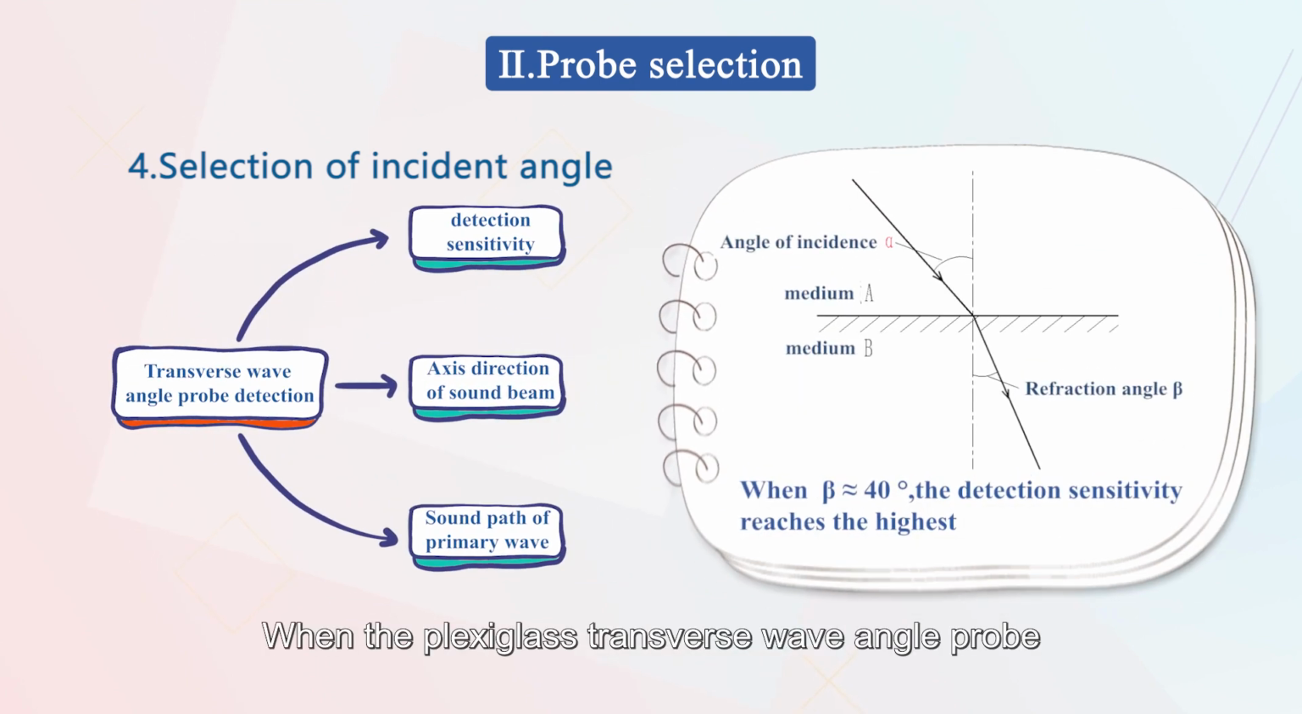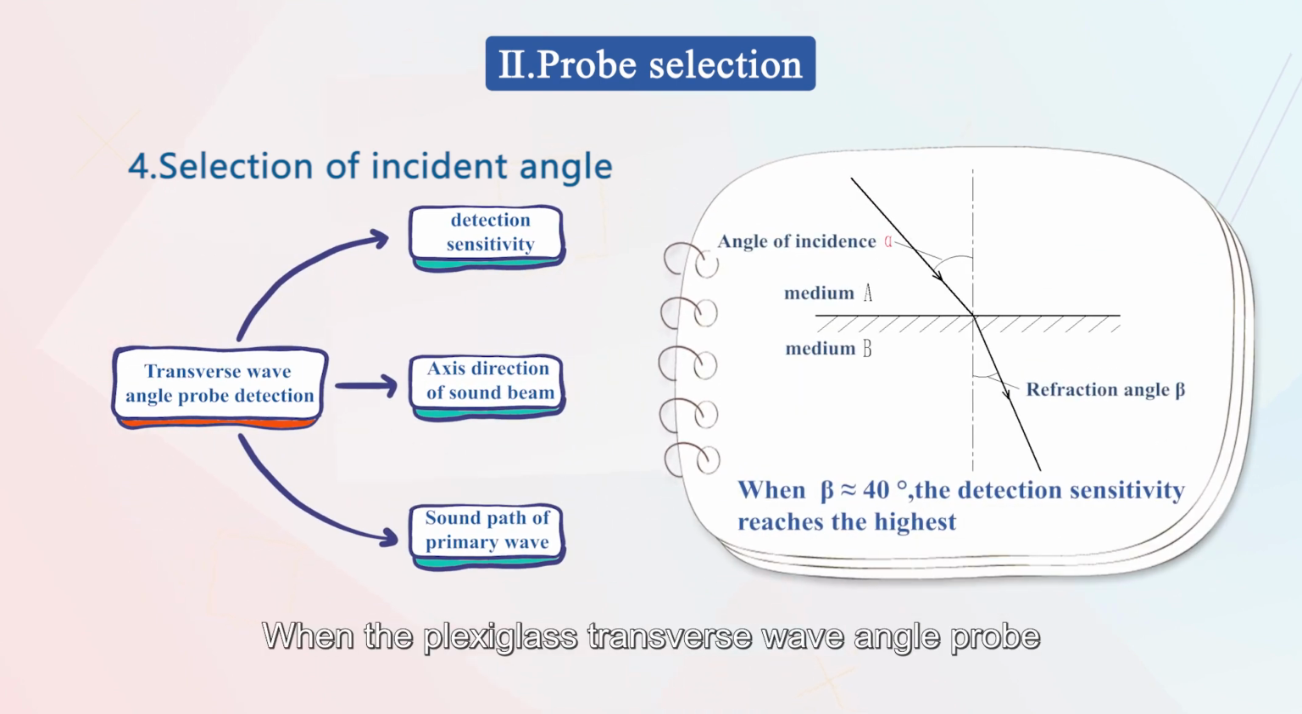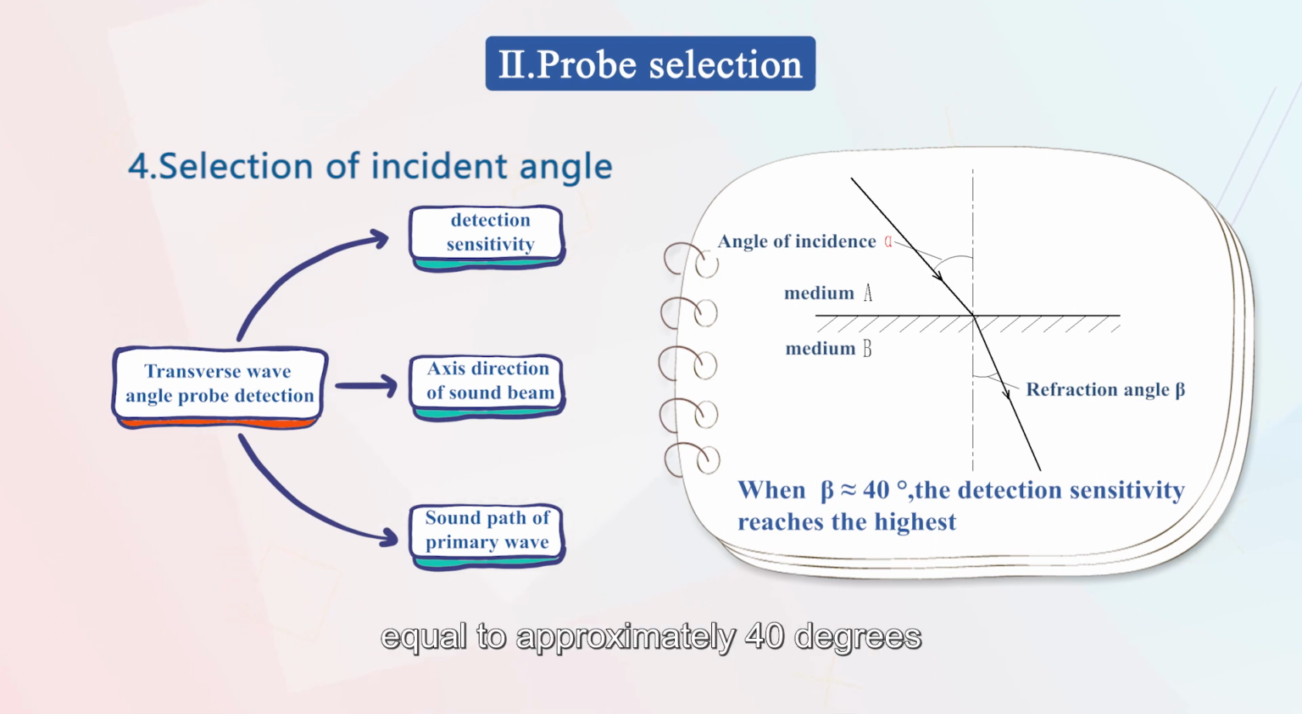When a plexiglass transverse wave angle probe is used to detect steel workpieces, when the refraction angle is about 40 degrees, the sound pressure round-trip transmittance reaches the highest. That is, the detection sensitivity reaches the highest. It can be seen that the larger the value of K, that is, the larger the angle, the greater the sound path of the primary wave, as we can see in these graphs.